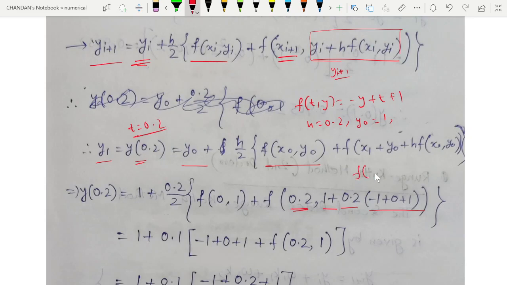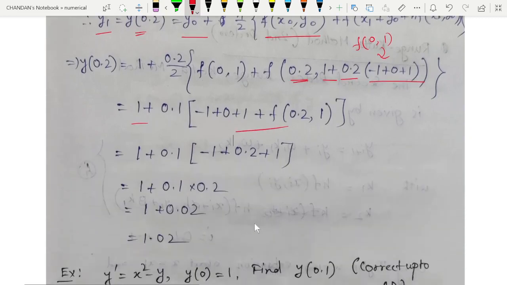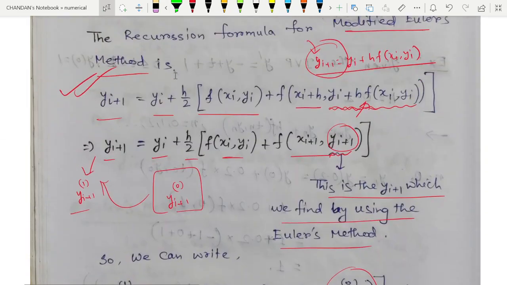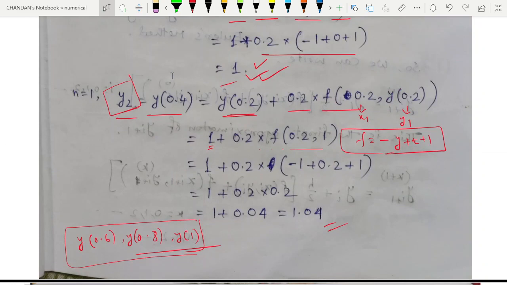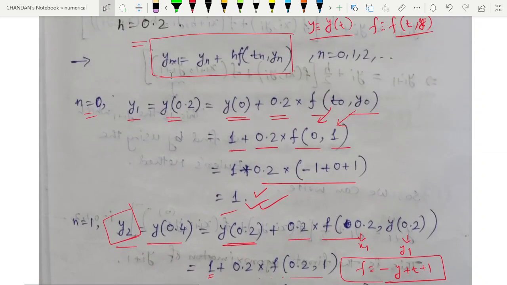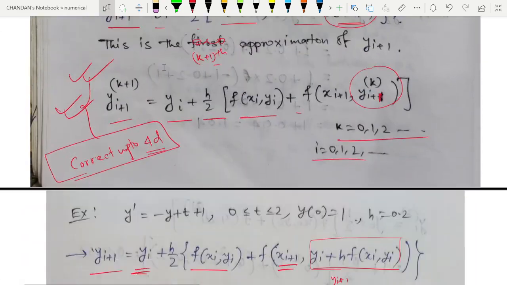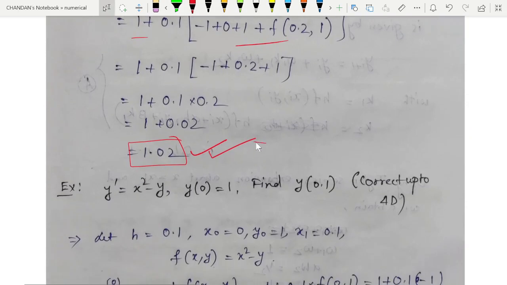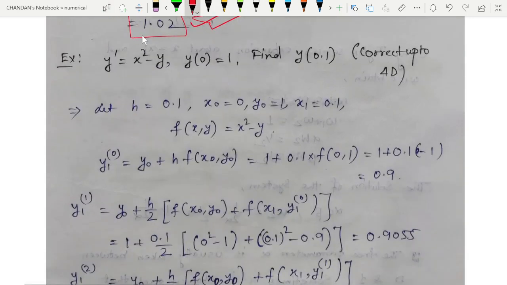So y0 means 1, okay, this is the value. So we get 1 plus 0.1 into this one and simply calculate, so we get the value 1.02. Look, here this value is 1.02. In the first Euler's method we did the same example, right? Look, what value came there? Simply 1. So here we get 1 using the simple Euler method and here we get 1.02, and this is the more accurate value of the approximation, okay. So this is the case.